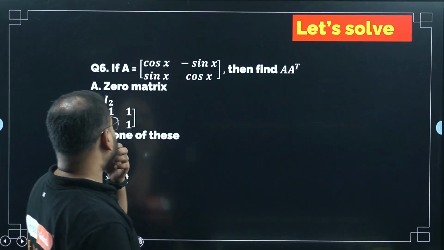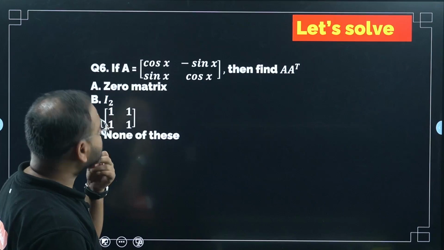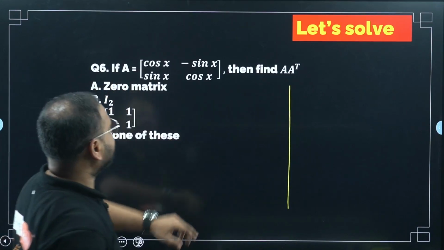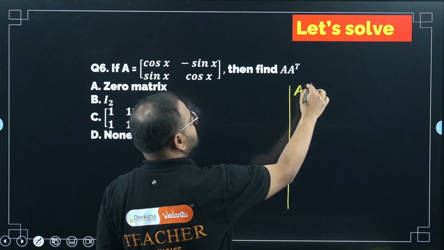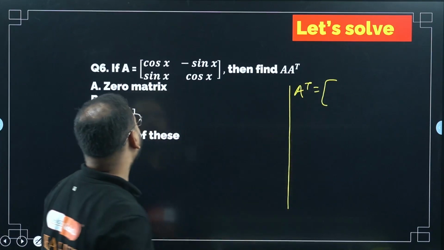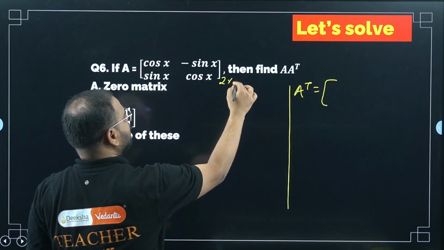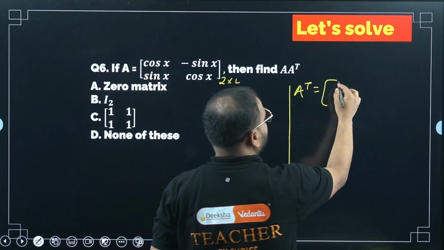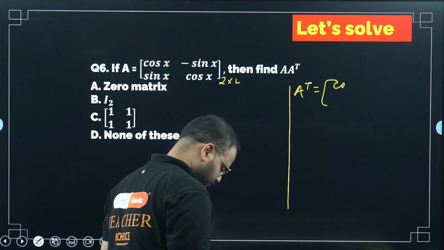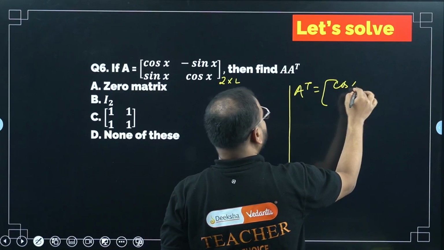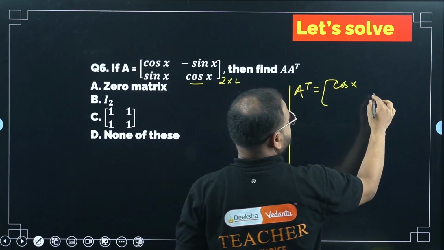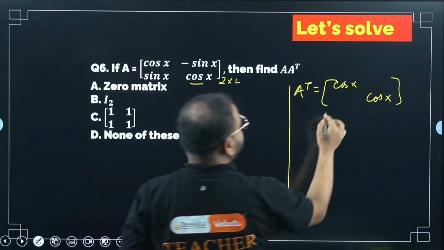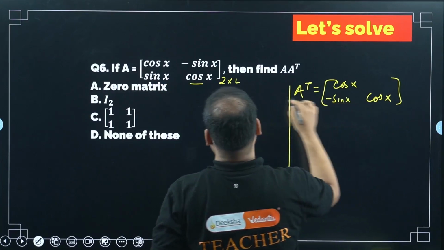Sixth one. They're saying find A transpose. Let's find A transpose first. Is it a square matrix? Yes, sir, 2 cross 2. For a square matrix, keep the diagonal the same. So this will be my cos x, and this will also be my cos x. Interchange the others: minus sign will come here, minus sin x, and this sin x will go up.